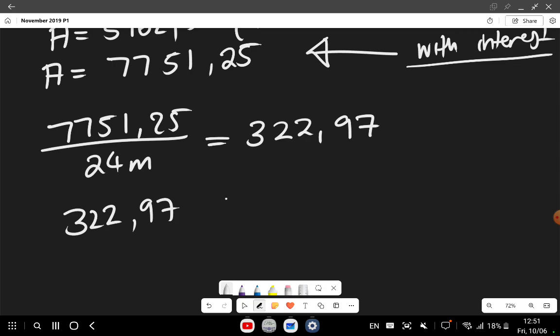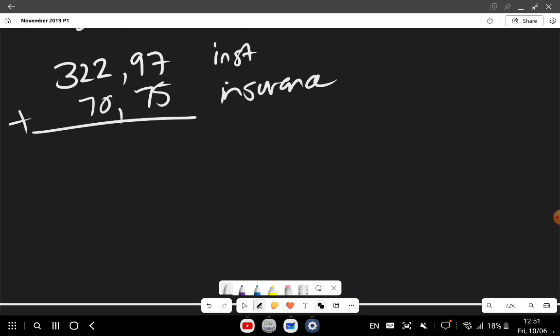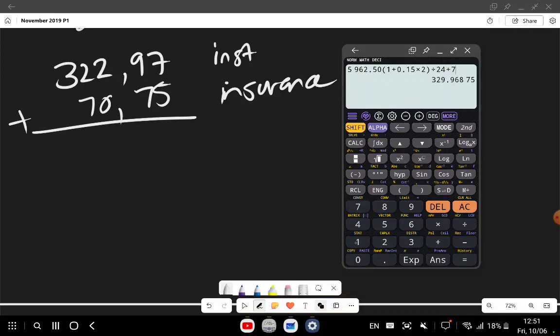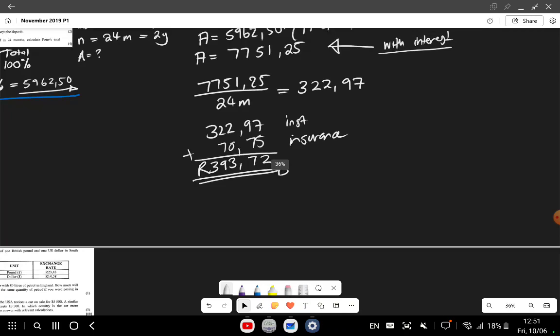This is your installment, 322.97. Then we're going to add the insurance, which is 70.75. So that gives us a total of 393.72. 393.72 Rand as a total monthly payment.